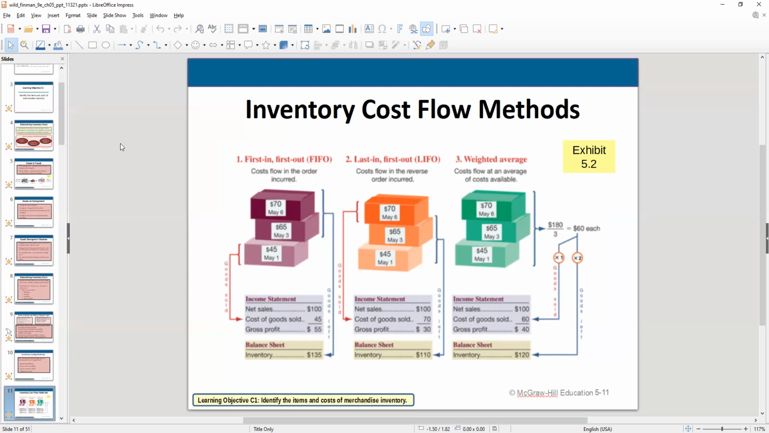LIFO is just the complete opposite. You're going to always carry your inventory at the last price you paid. Whereas FIFO, you're carrying your inventory at the first price you paid. All right. So first in, first out, first price you paid. Last in, first out, last price you paid. That's how you keep this straight. And then weighted average, again, you're going to recalculate it every time you get in a shipment or you make a sale.